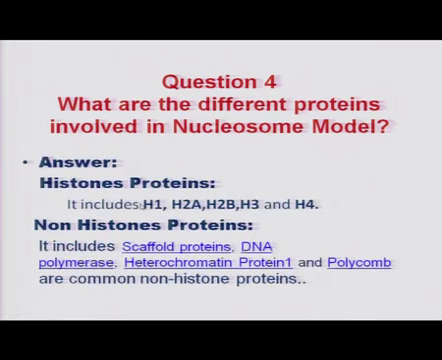Next question is, what are the different proteins involved in the nucleosome model? So here is the answer. There are two types of proteins involved in the nucleosome model in the packaging of DNA in eukaryotic cells. The one is histone proteins, which include H1, H2A, H2B, H3 and H4. These are the 5 types of histone proteins which help in nucleosome formation in the eukaryotic cell. Apart from histone proteins, there are some non-histone proteins like scaffold protein, DNA polymerase, heterochromatin protein 1 and polycomb proteins. These non-histone proteins also help in packaging of the DNA as well as in some other functions of DNA like replication and transcription.